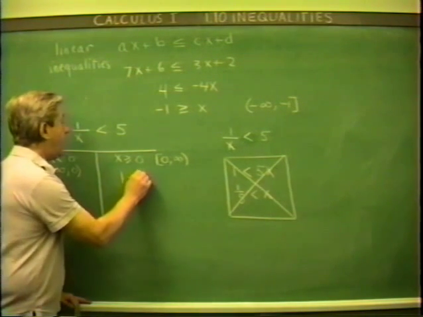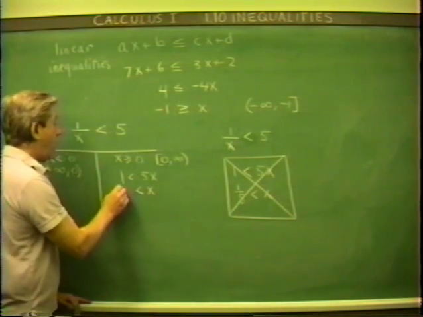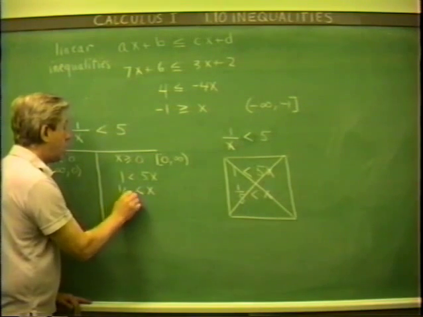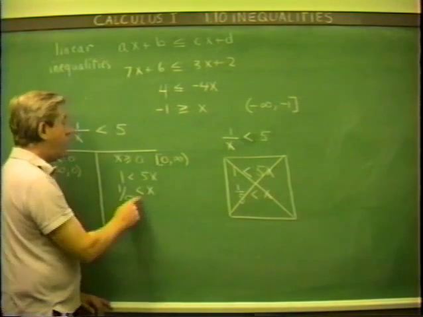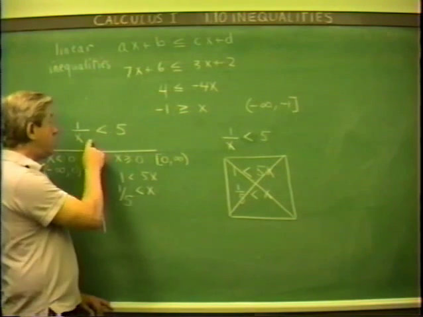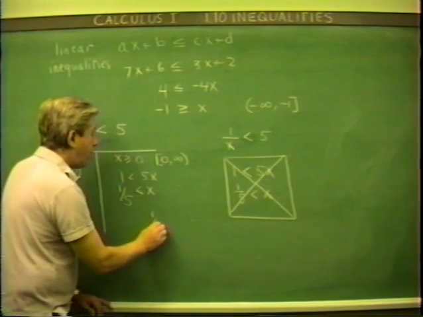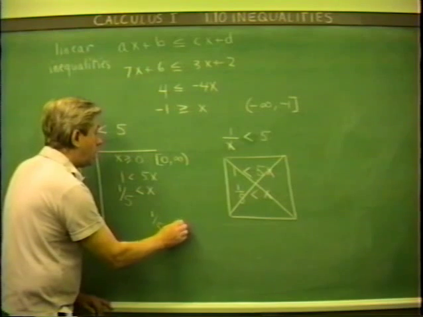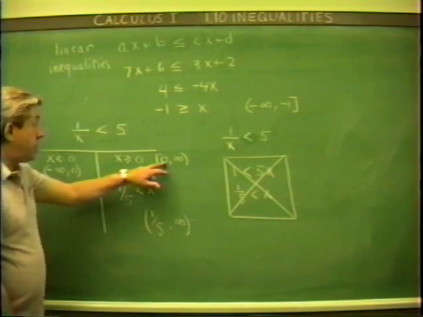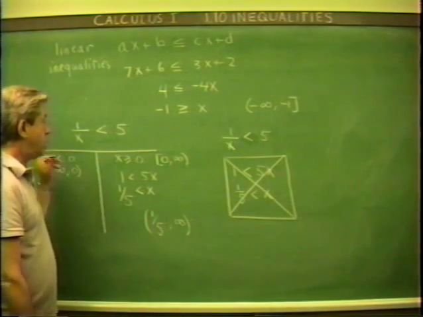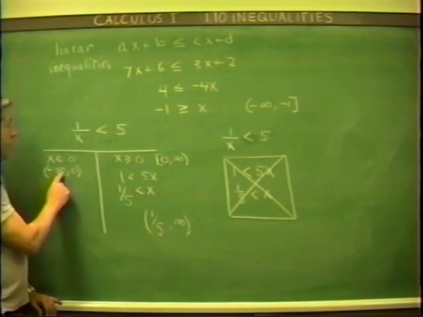So that, for example, if x is greater than or equal to 0, then we can multiply both sides of this inequality by x, and we will get 1 is less than 5x, or dividing both by 5, which again is legitimate, x is larger than 1/5. So what this says is that among the numbers in 0 to infinity, the ones which are larger than a fifth are part of the solution set for this inequality. That's to say, the numbers from 1/5 to infinity, those numbers in here which are larger than a fifth, are part of the solution set.